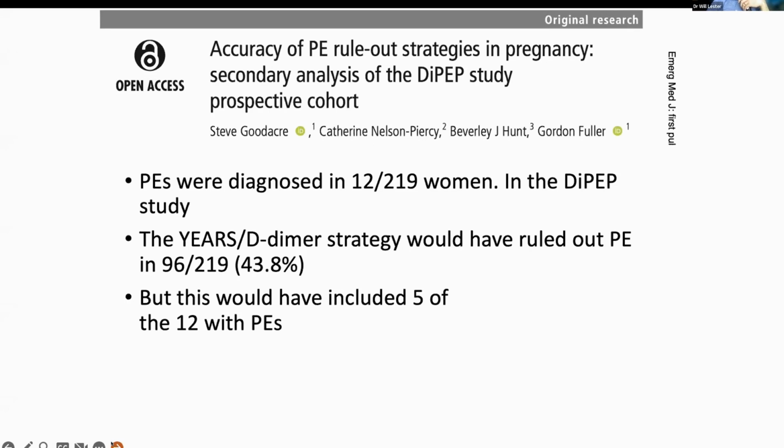And when they applied that year's strategy, which on the face of it would be fantastic if we could use it, unfortunately, 5 of those 12 PEs would have been missed using that algorithm. So we're still in a situation at the moment where we really don't have a great tool for this group. Next slide, please.